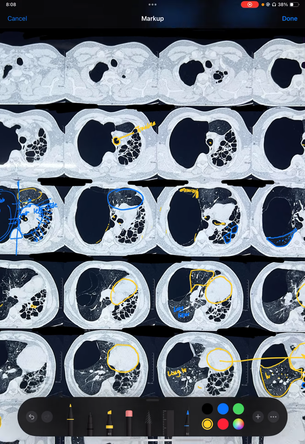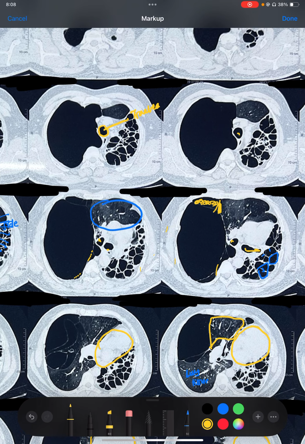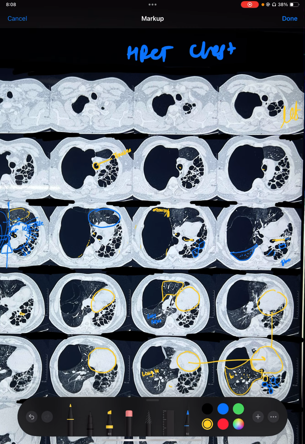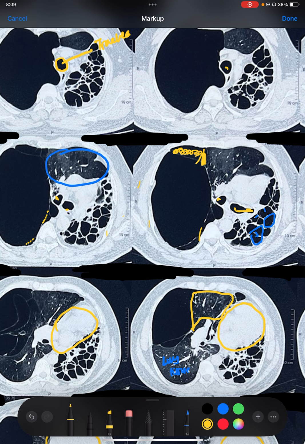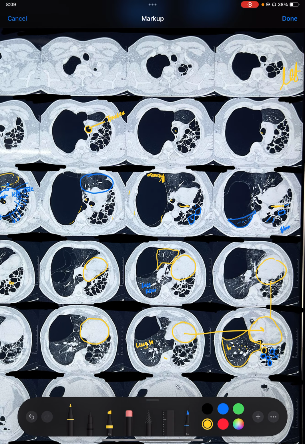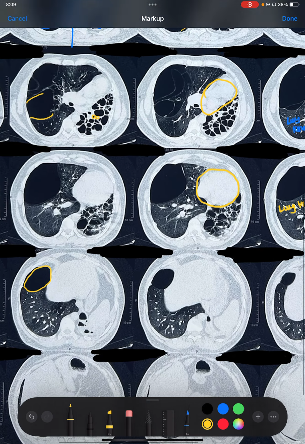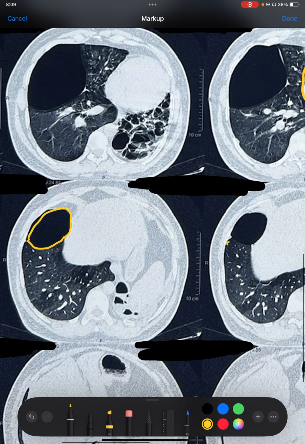So this CT scan has some very interesting findings like a large emphysematous bulla, which is completely pushing the mediastinum towards the opposite side. It has a cystic lesion, bronchiectatic changes, along with a very little spared right-sided lung.